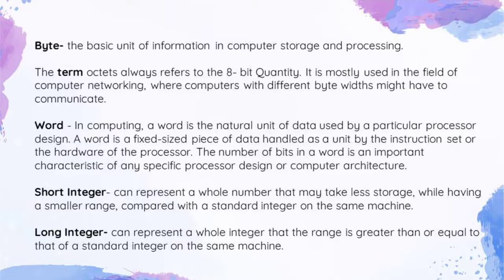Short integer can represent a whole number that may take less storage while having a smaller range compared with a standard integer on the same machine. Long integer can represent a whole number whose range is greater than or equal to that of a standard integer on the same machine. And I think that's it for my part. Thank you.